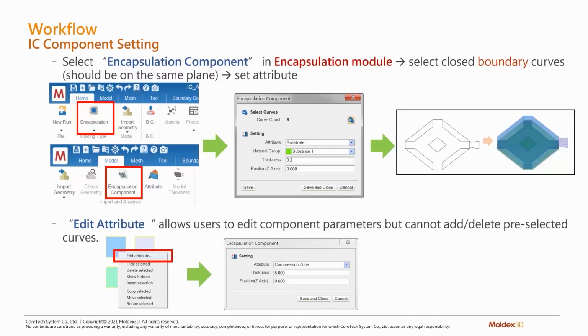Workflow to do auto hybrid meshing. First, we will use the encapsulation process. Then select the encapsulation component, setting all the components to contribute the curve and define the dimension on it.